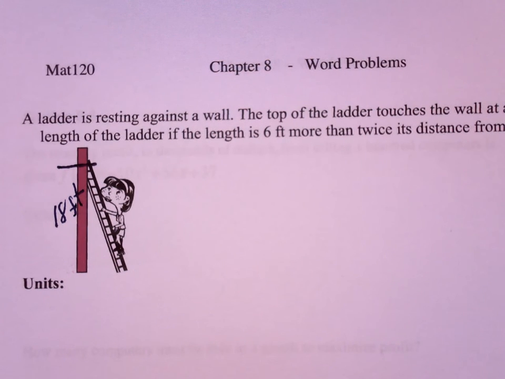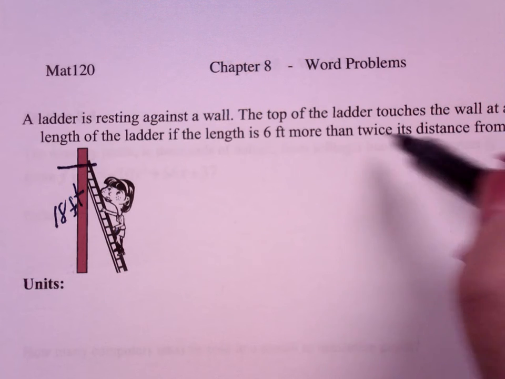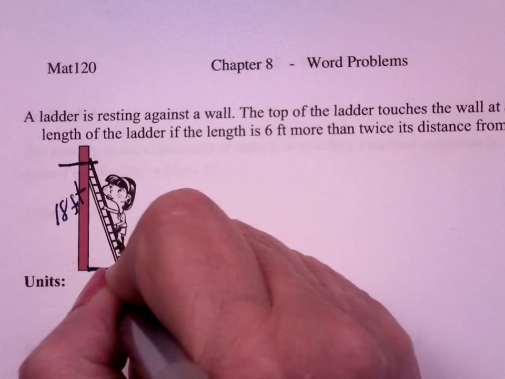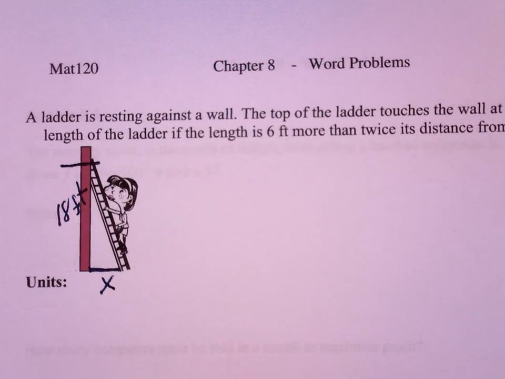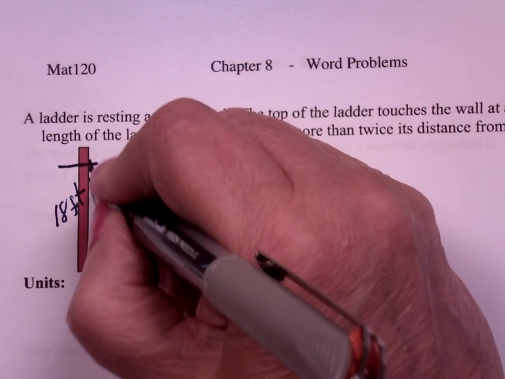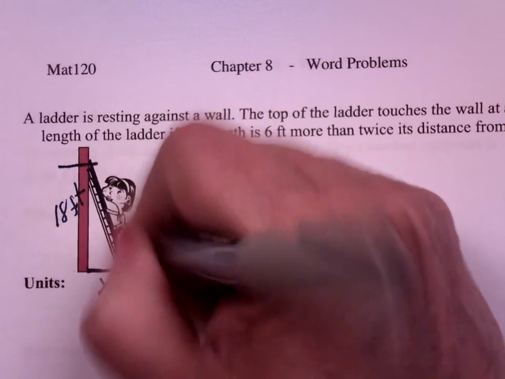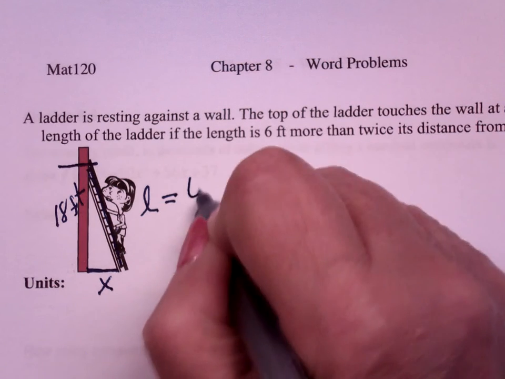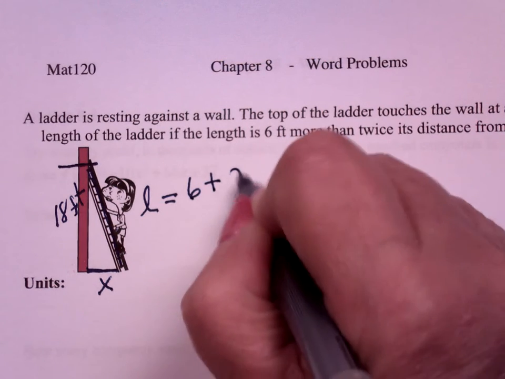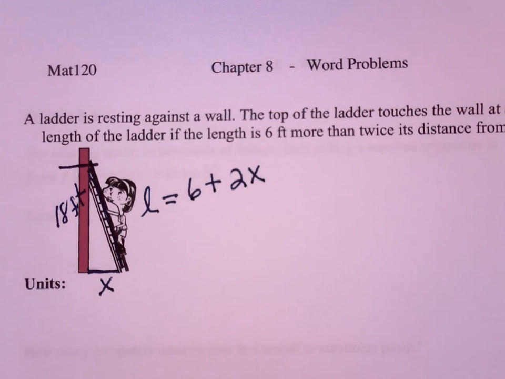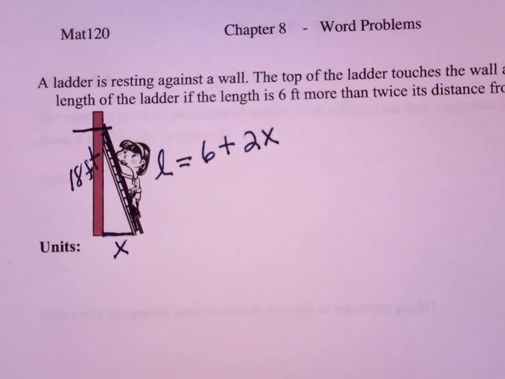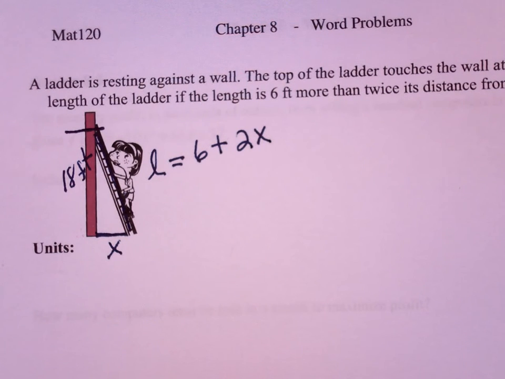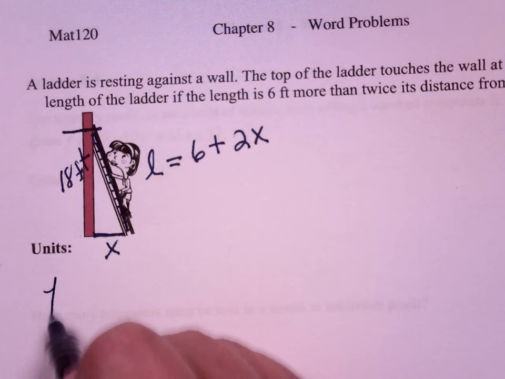The length of the ladder is 6 more than twice the distance from the wall. The distance from the wall is x, and that means this side, which is the length of the ladder, is 6 feet more than twice the distance from the wall. And that's a Pythagorean theorem problem. So the units are just feet.